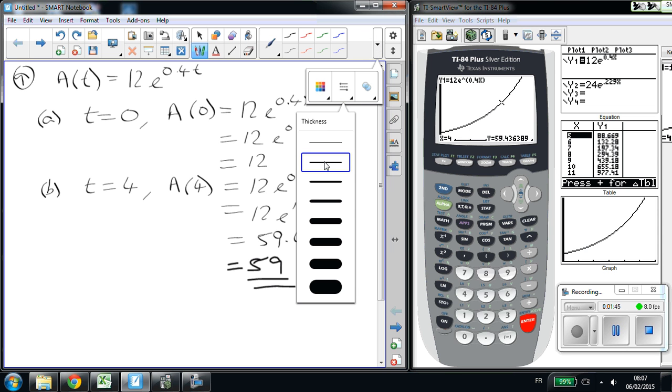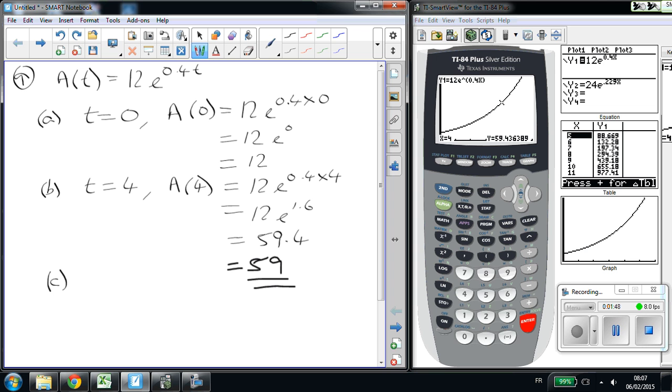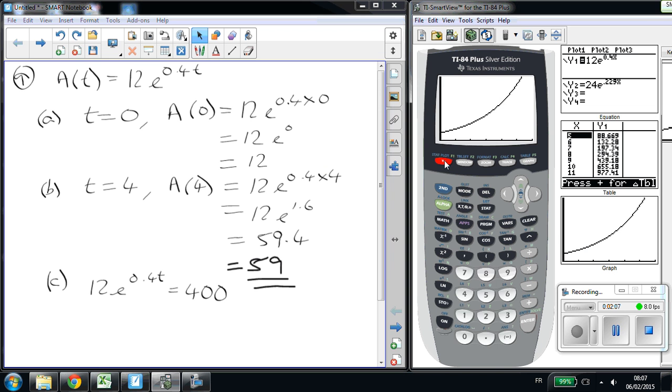Part C. We're looking to see how long it takes until there are 400 bacteria in the colony. So we've got the same function, 12e to the 0.4t, and we're looking for when that equals 400. We could do some rearranging, but I think the easiest thing to do is to go back to your calculator. We want an extra function, so y3 equals 400. We're going to have to make the window a little bit bigger. The y max we're going to have to go up to at least 400, maybe we'll make it 500 so we can see what's going on.